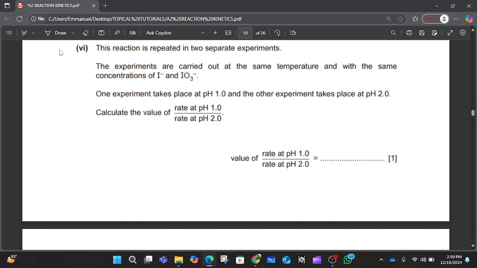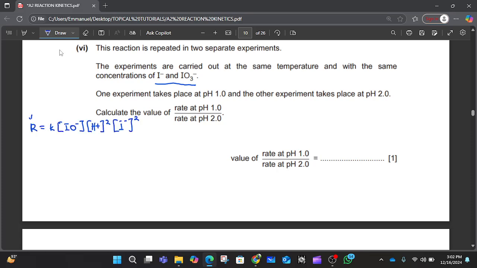VI. This reaction is repeated in two separate experiments. The experiments are carried out at the same temperature and with the same concentrations of I minus and IO3 minus. One experiment takes place at pH 1.0 and the other experiment takes place at pH 2.0. Calculate the value of rate at pH 1.0 divided by rate at pH 2.0.